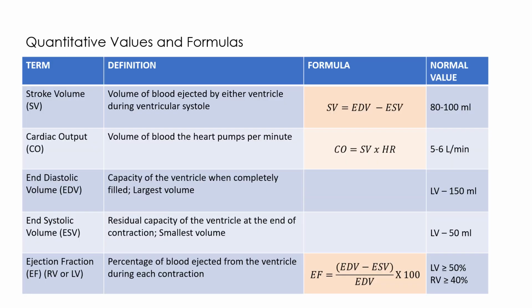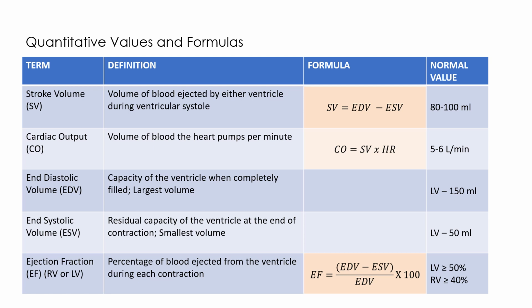These are some quantitative values that are important for nuclear medicine technologists to understand. The first is stroke volume. That's the volume of blood ejected by either ventricle during ventricular systole. The formula for that is the end diastolic volume minus the end systolic volume. And the normal volume for that is about 80 to 100 milliliters. At stress, it's normal for that to be a little lower because the heart is pumping so fast it doesn't have adequate time to fill, and so the end diastolic volume will not be as high.